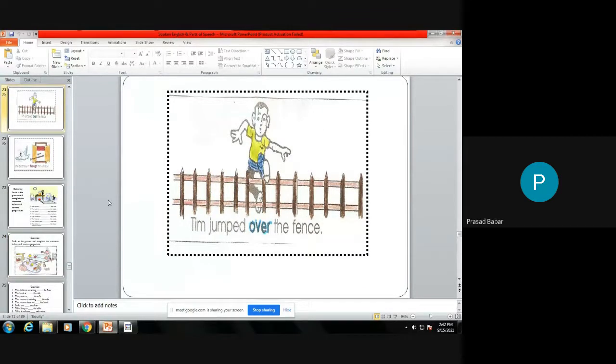Okay, then the next is: any doubt in this example? Any doubt in this example? Then there is a picture in which there is a boy. Okay, in this picture there is one boy who is crossing that fence. Okay, that boy is crossing that fence and he is jumping over that fence.